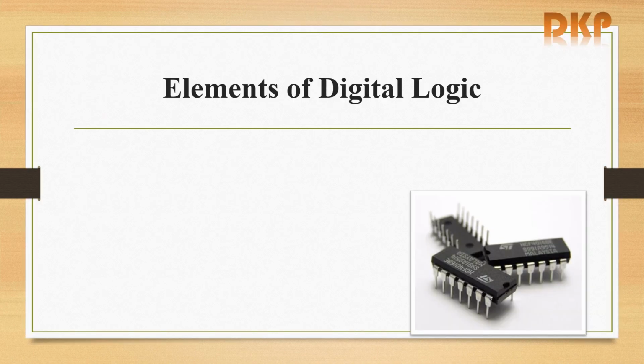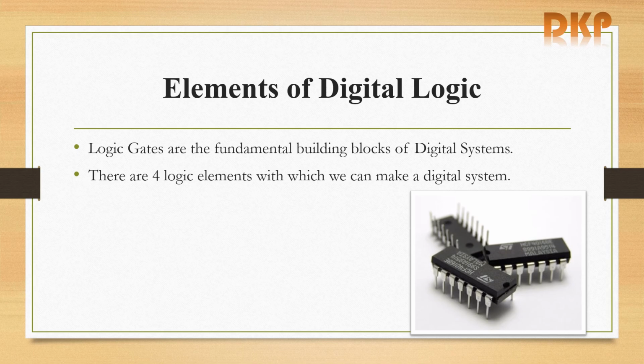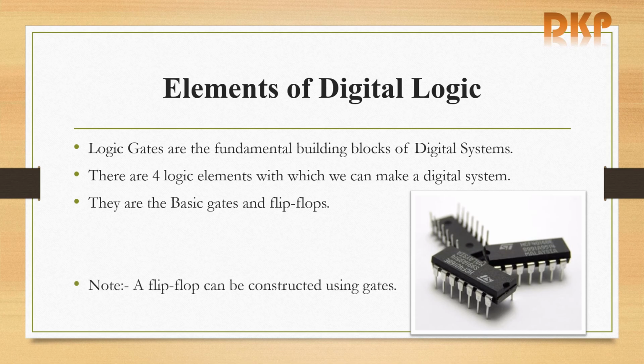Let us see the elements of digital logic. Logic gates are the fundamental building blocks of digital systems. There are 4 logic elements with which we can make a digital system. They are the basic gates and flip-flops. So by using basic gates and flip-flops, we can make any digital systems. A flip-flop itself can be constructed using gates.